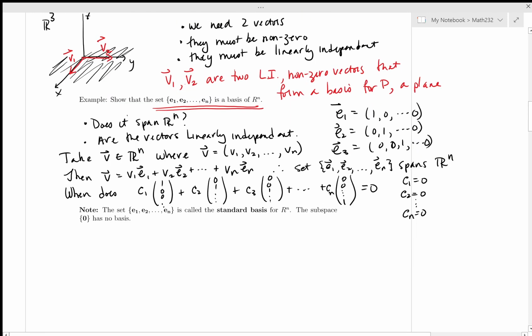Okay, so when we use these vectors, the unit vectors, we call that the standard basis for Rn. The subspace that consists just of the 0 vector has no basis. Kind of sounds funny, actually. If you are doing a problem and you have a choice for your basis, you almost always want to choose the standard basis. It often makes the calculations more obvious and easier to execute.